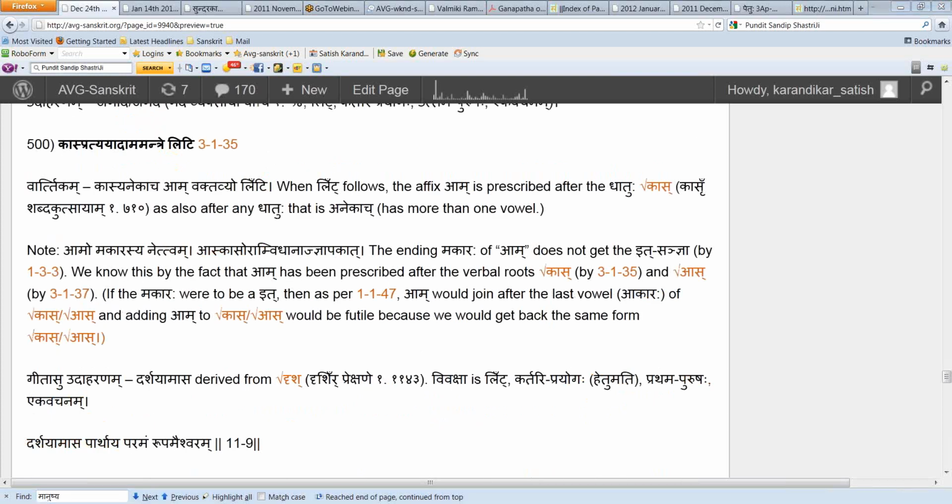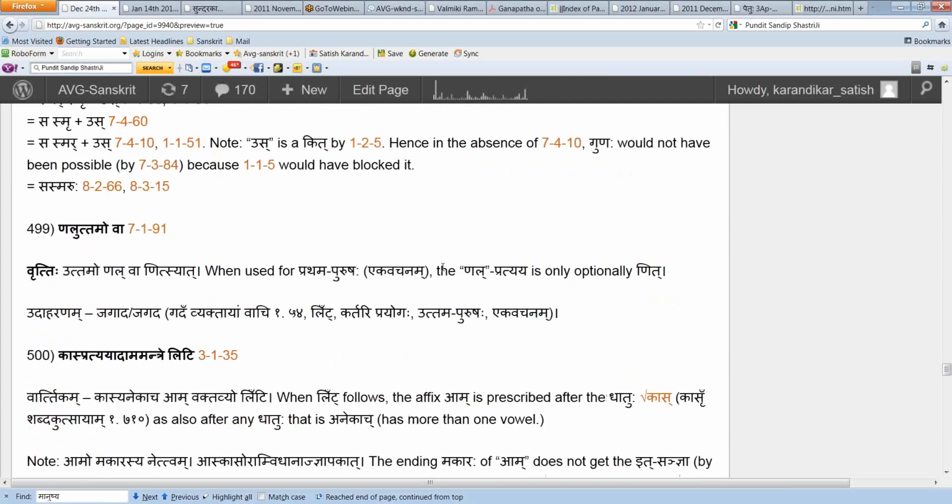Oh, Chitra has a question. Yes. In the English vritti of the previous sutram that we were seeing, it is written, when used for Prathama Purusha. Yeah, that's an error. Thank you. Please point out to me any errors. I'll correct it right now. It's an error. Okay. This one is correct. Uttamo nalva.